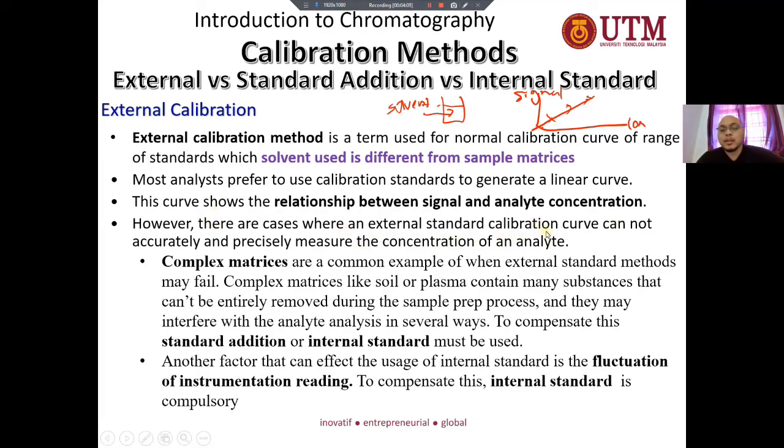However, there are cases when the external standard calibration curve cannot accurately and precisely measure the concentration of the analyte. For example, when we face a complex matrix. Complex matrices are a common example when external standard methods may fail. Complex matrices like soil or plasma contain many substances that cannot be entirely removed during the sample preparation process, and they may interfere with the analyte analysis in several ways. To compensate for this, standard addition or internal standard must be used.